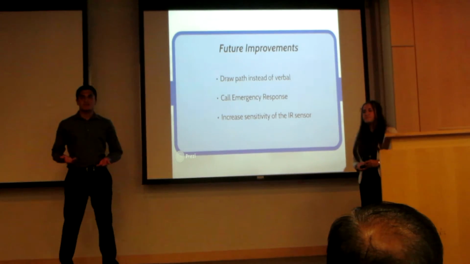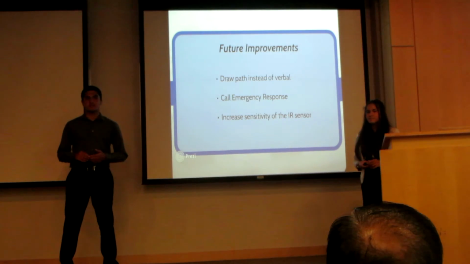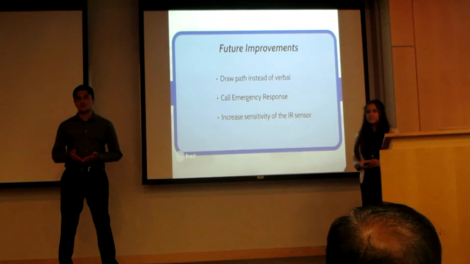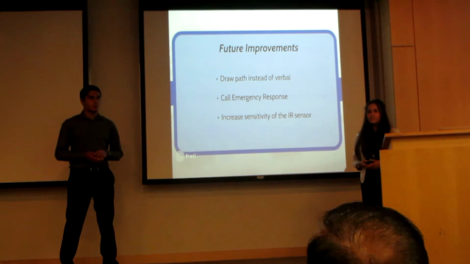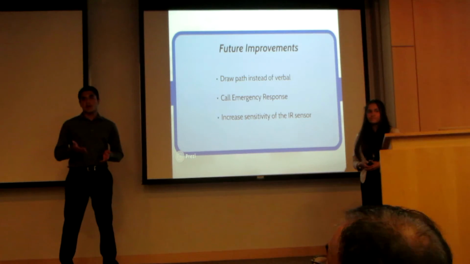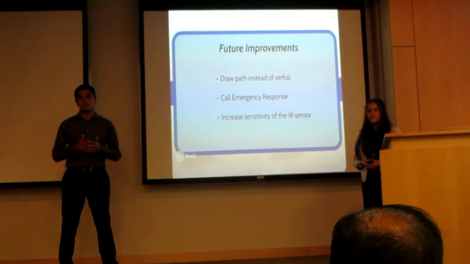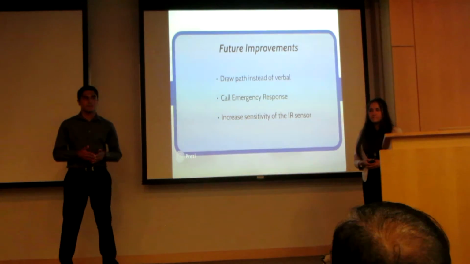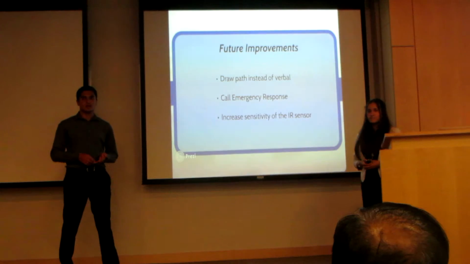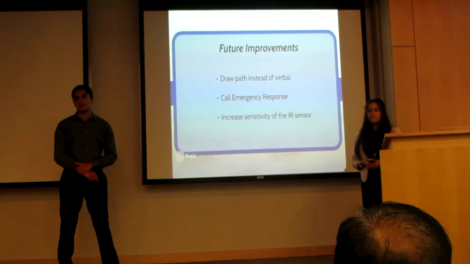We would also like to make some improvements in the future. One of the main improvements is that instead of just simply printing the directions on the screen, we can have it mapped out on something such as a mobile phone. We would also like to send a signal back to emergency responders so that first responders know where and when an incident is happening. And finally, we would like to make the IR sensors a bit more accurate so that it can travel more accurately and the user can have more accurate directions.